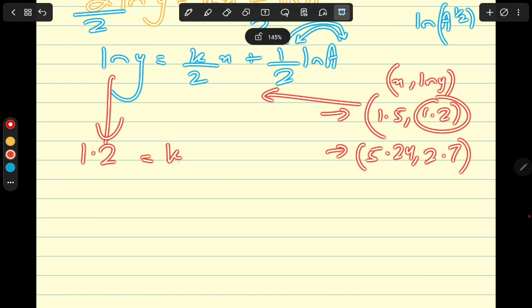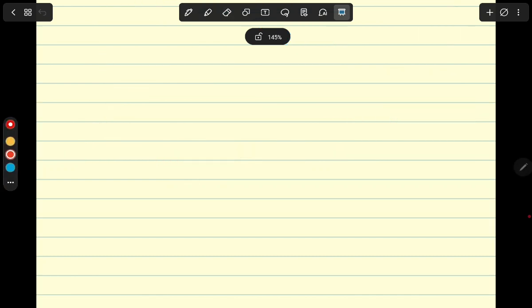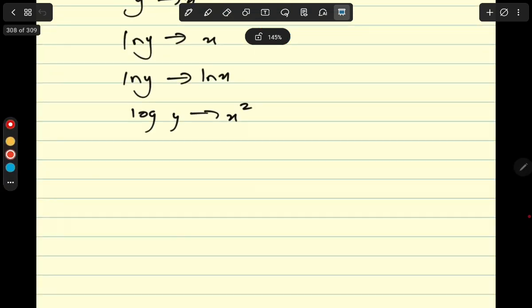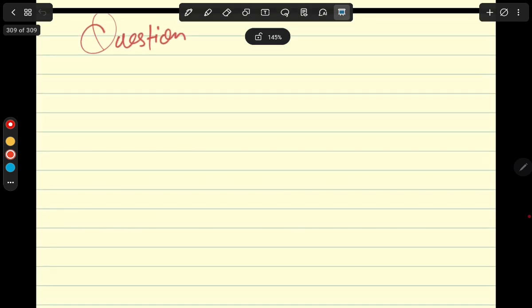Okay. Now k upon 2 is my gradient. X is going to be 1.5 plus half times ln a. Okay. Now this becomes what? Okay, first of all, instead of doing all of this, oh my god, I got rid of the entire thing. Okay, I should have used a pen. Okay, let's do it again, don't worry.